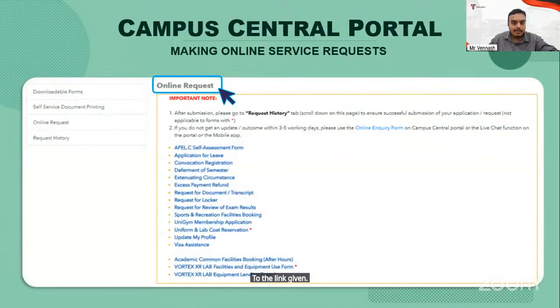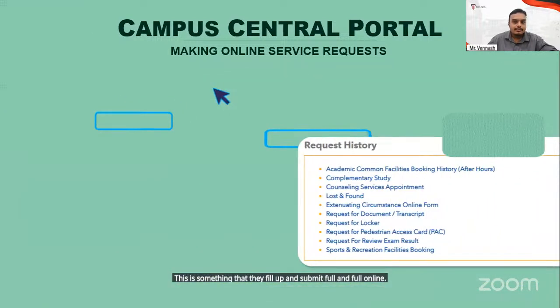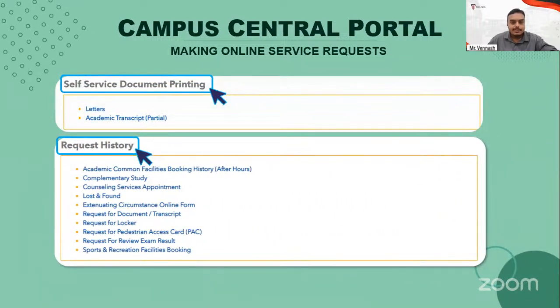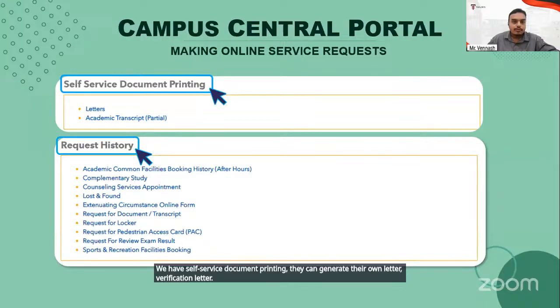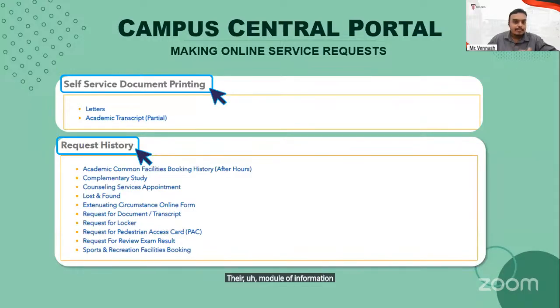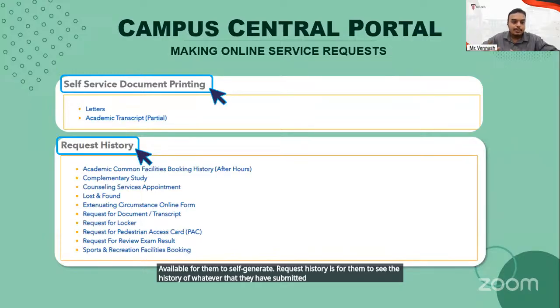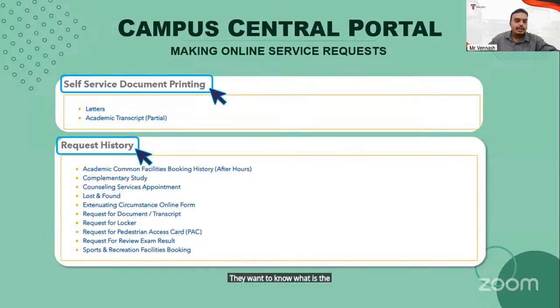We also have online requests. This is something that they fill up and submit fully online. We have self-service document printing. They can generate their own letter, verification letter, their module of information letter. All of these letters are made available for them to self-generate. Request history is for them to see the history of whatever they have submitted through the portal. If they want to know what is the recent update, they can do so by clicking on request history.